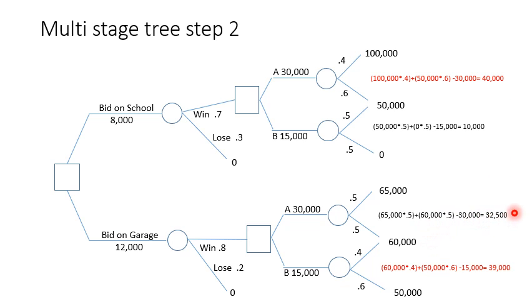Again, logically, I would never pick the smaller choice. Therefore, I need to continue my analysis using this and using this. Those are the two values that I'm going to go forward with. And I'm going to look at bid on the school with the A team, bid on the garage with the B team.